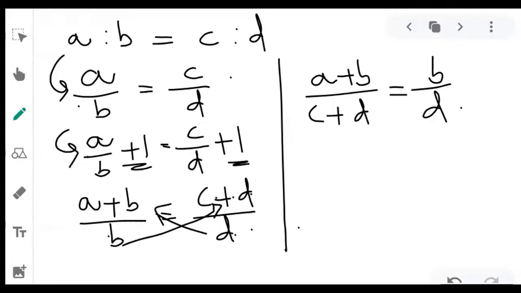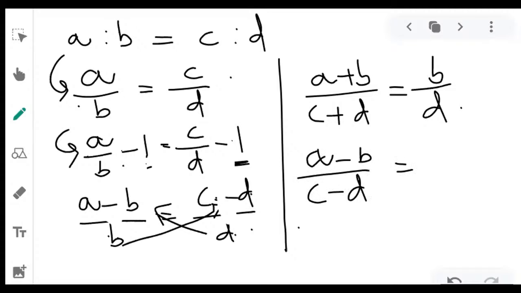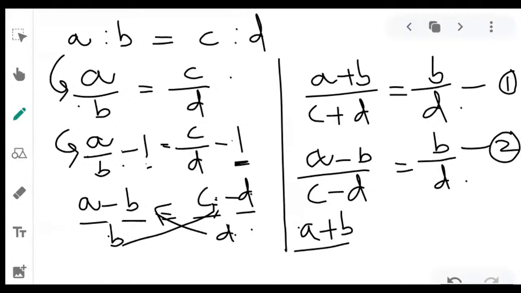Okay. So same goes for negative also. Again, if you take A instead of plus, this will become minus. So A minus B by C minus D is equal to also B by D. If we divide both these equations, then A plus B by A minus B is equal to C plus D by C minus D.